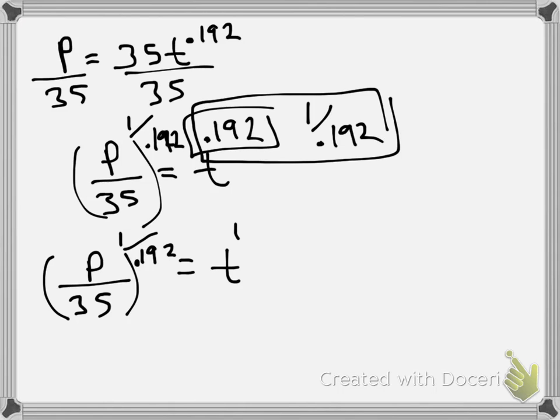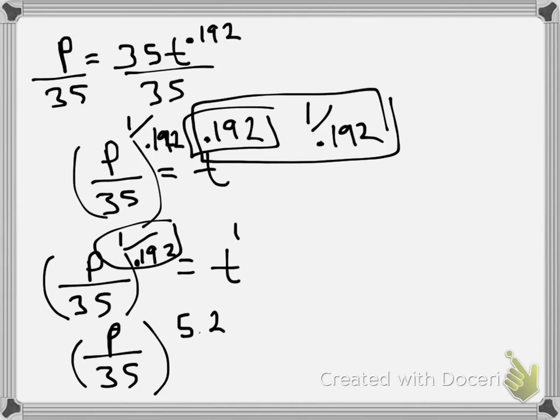After you do that, go ahead and put it in your calculator, and 1 over 0.192 will give you 5.2. So you actually have P over 35 to the 5.2 is going to be equal to your t. Okay, so now you've put everything in terms of the price. Let's go ahead and move on to example number 7.